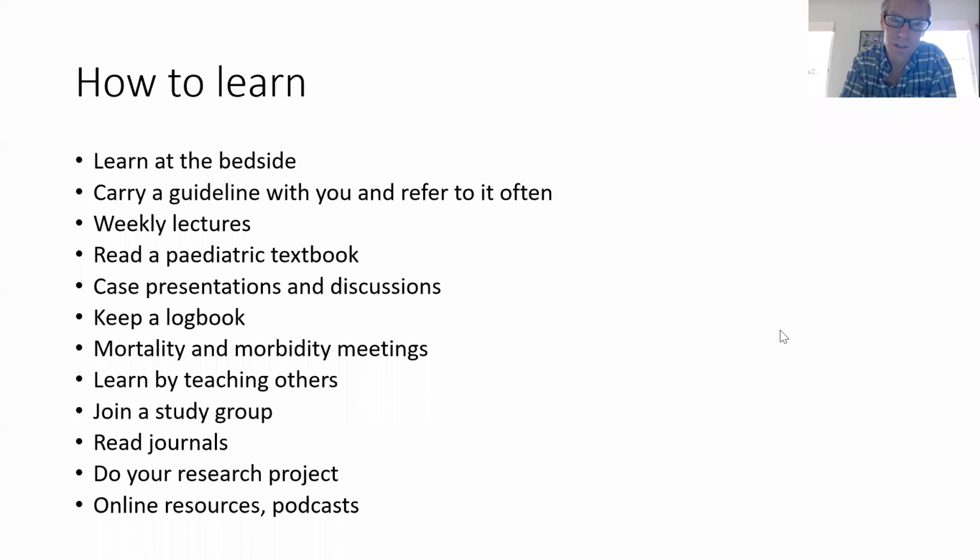Well, first of all, how to learn. As I said, there's not one way to learn paediatrics, and you don't just learn it by reading a book or a textbook. There are so many different ways to learn, and I think you have to incorporate all of these different ways in your year. It doesn't have to be done every week, but try to incorporate some of these different ways to learn.